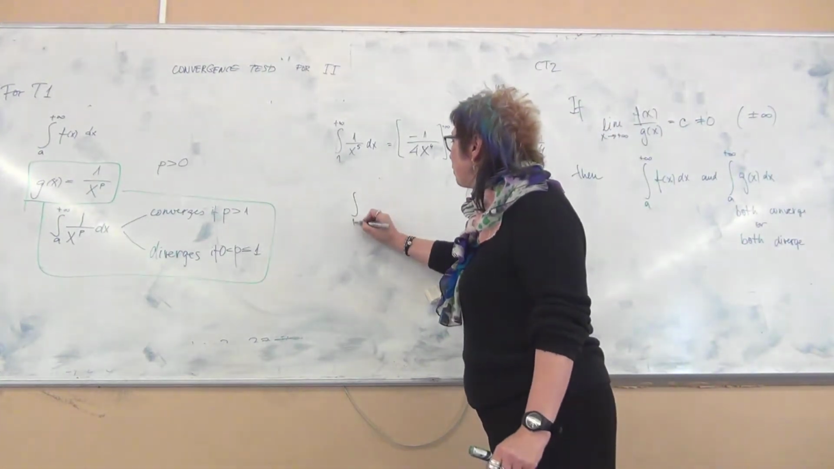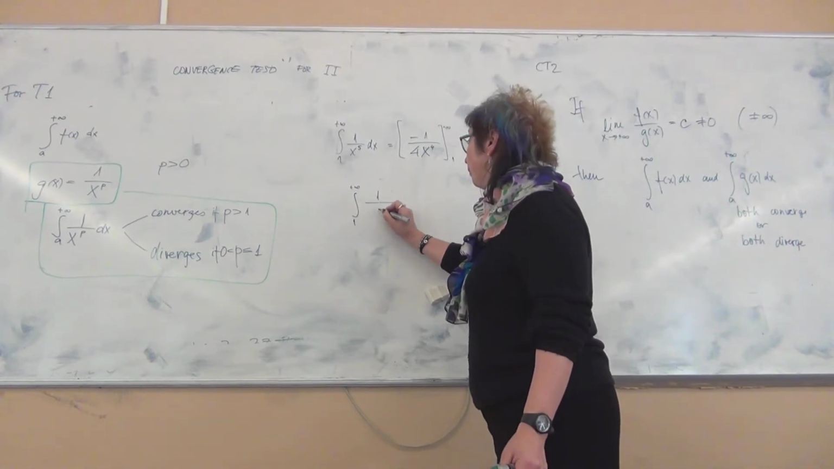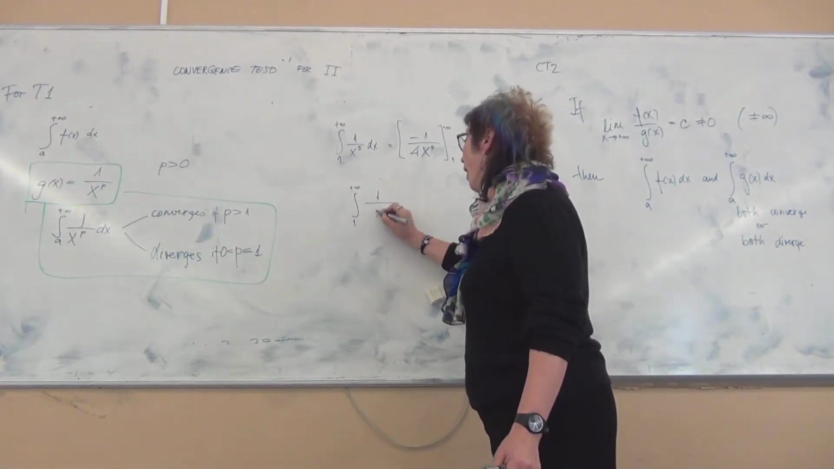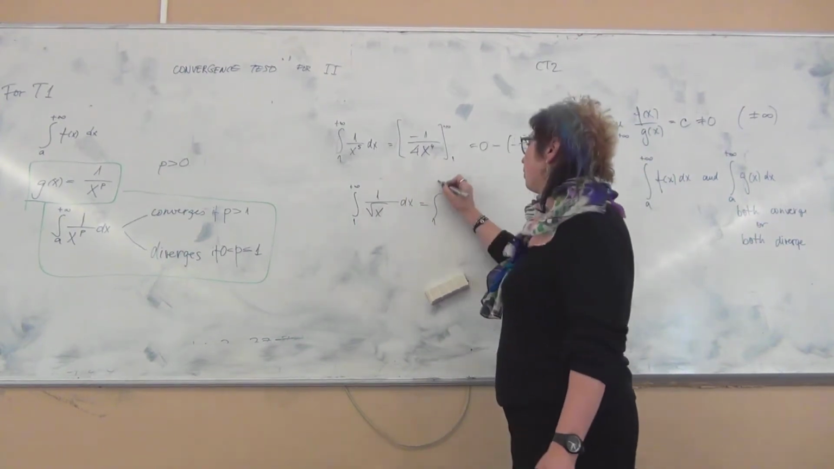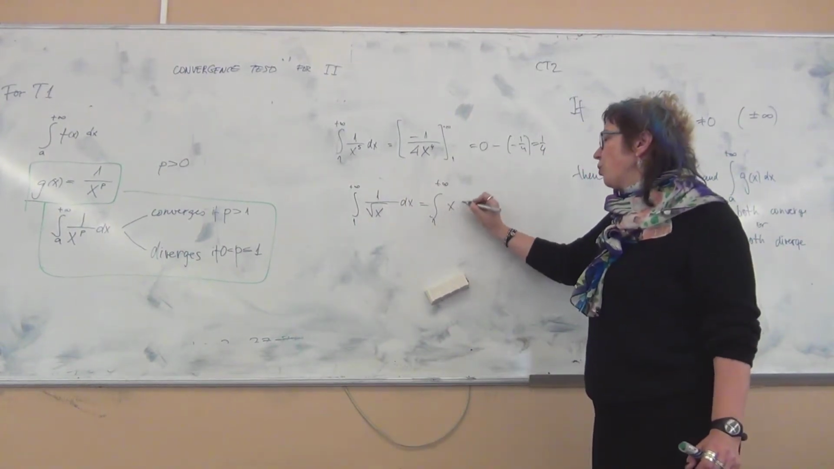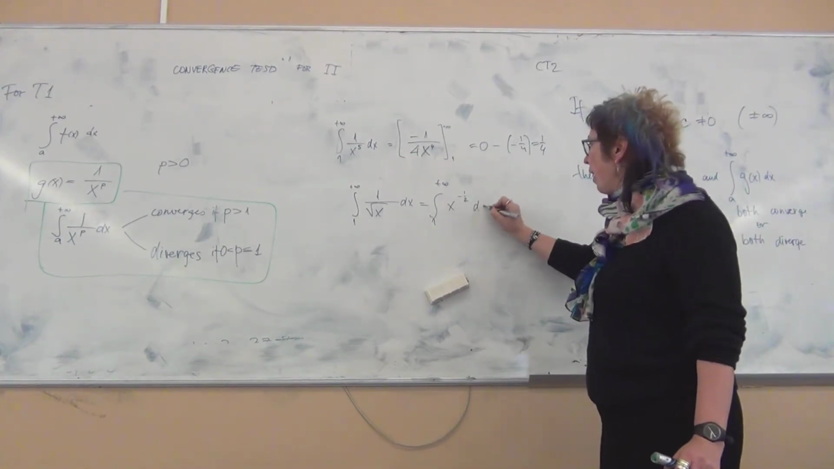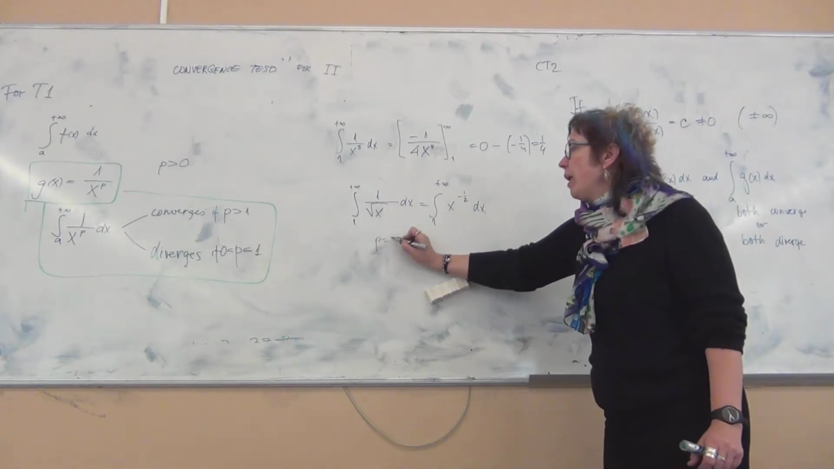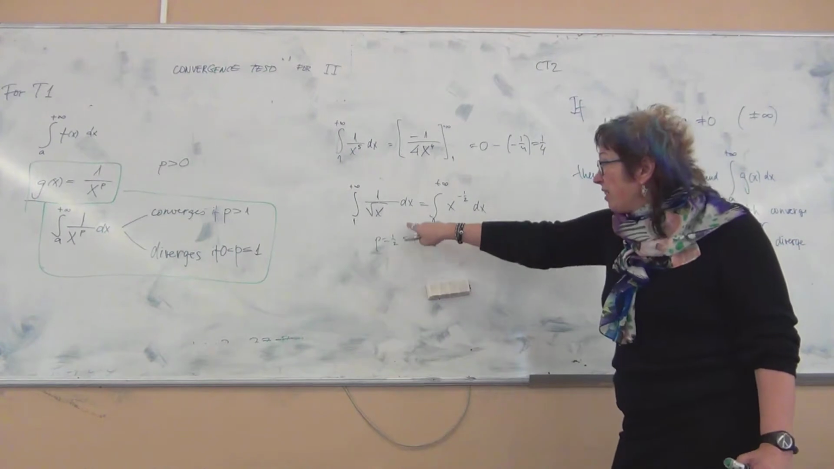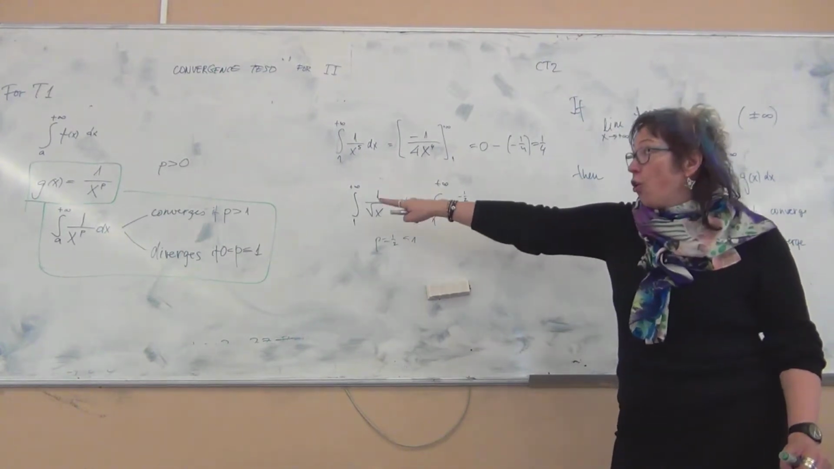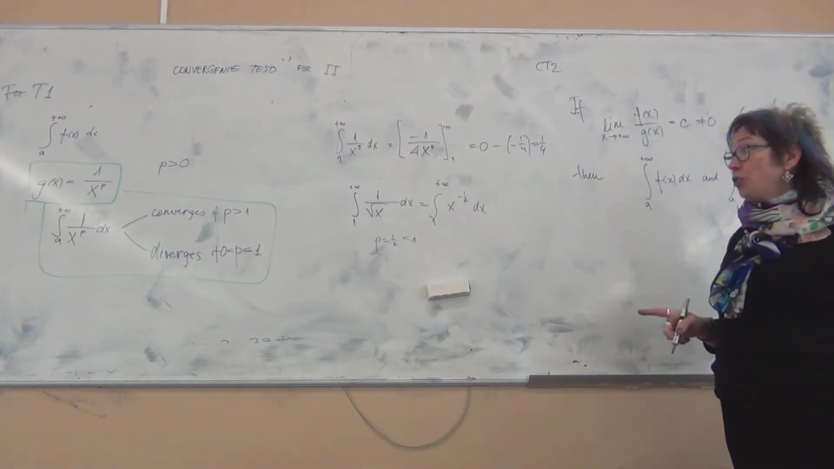So for instance, let's take from 1 to plus infinity 1 over square root of x dx, which means from 1 to infinity x to the power minus 1/2 dx. So in this case, p is 1/2, which is less than 1. So this integral should diverge according to that law. It should diverge. Let's check.